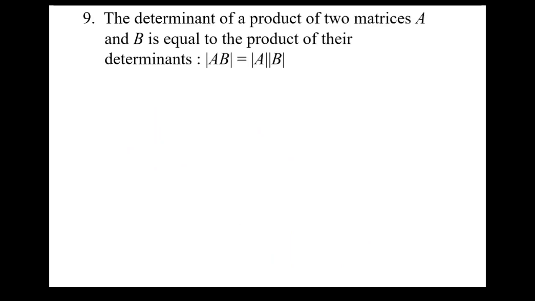And the last property: the determinant of a product of two matrices A and B is equal to the product of their determinants, A and B. This we have seen in the previous example.